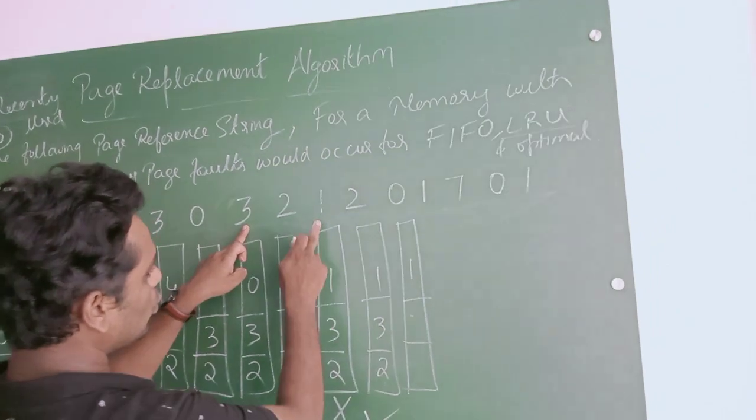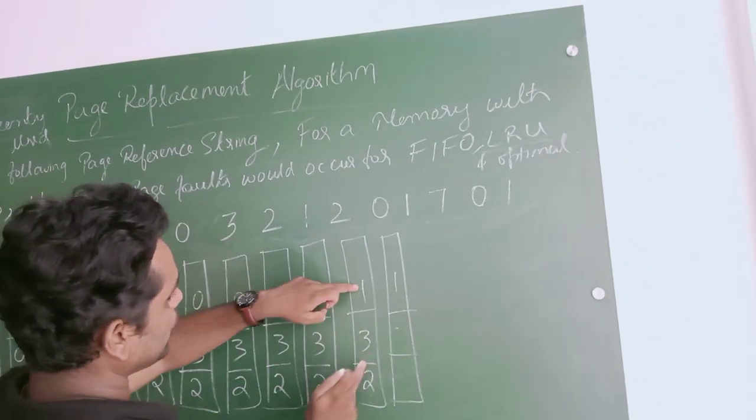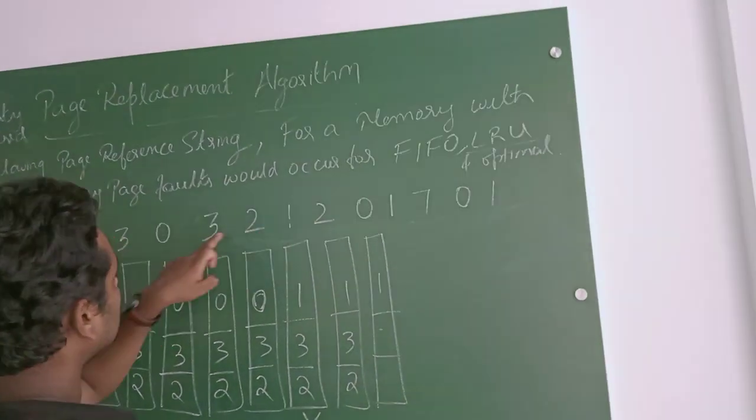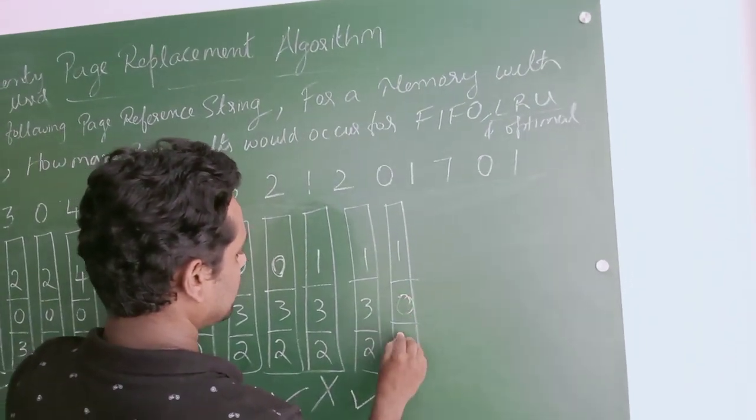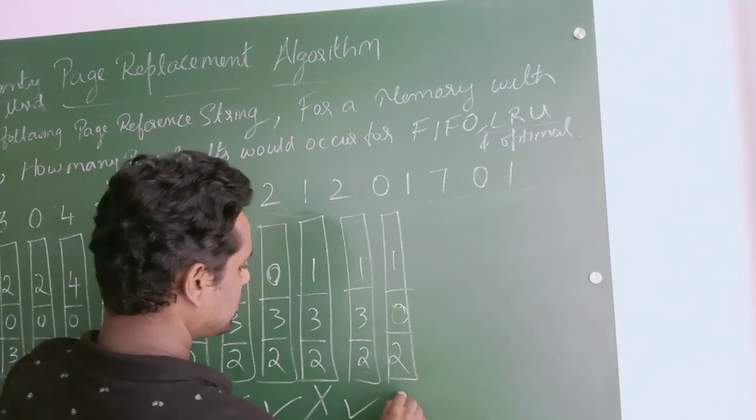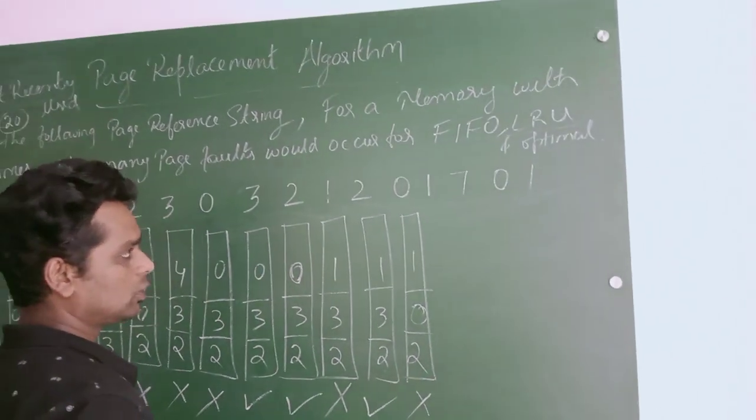See, 1, 3, 2. 2 is here, 1 is here. The least recently used is 3. So I need to replace 3 with 0. Again replace your page. That is called as what? Page fault. Hope you are getting it.